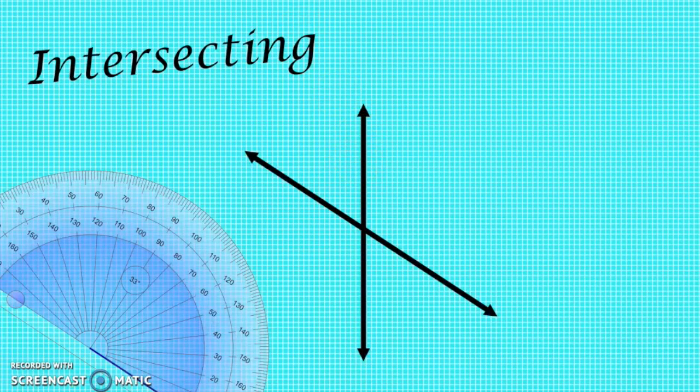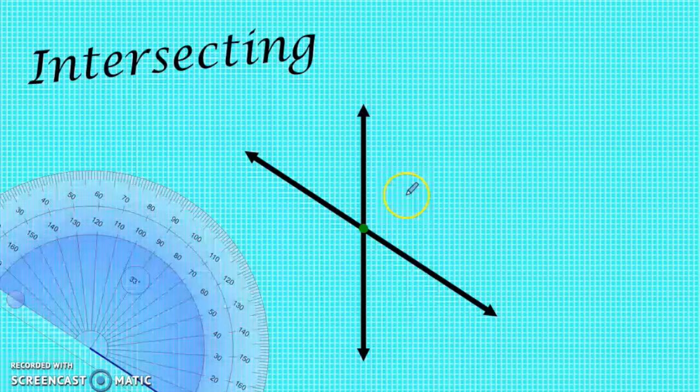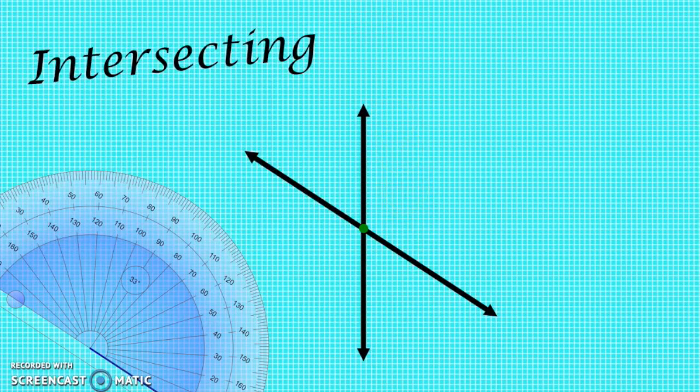Next, we have intersecting lines. Unlike parallel lines, these lines cross. The point at which they cross, indicated by the green dot I am drawing on the screen, is called the intersection. They can cross at any point along the lines, which creates any degree of angle on each side.